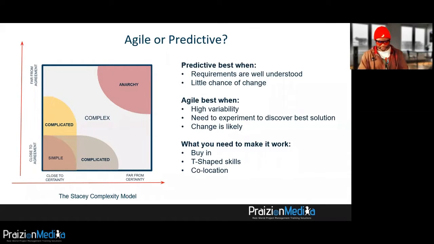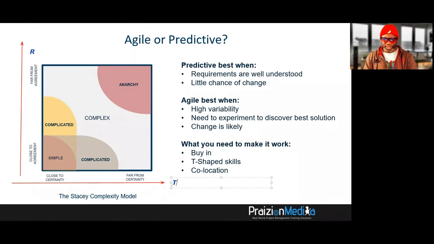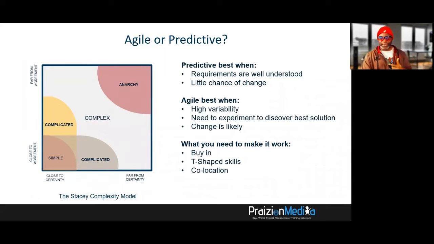So on page 14 in this book, if you take a look, we have requirements uncertainty, and then we have technical degree of uncertainty. And I'm just going to use the R so that you really anchor back this concept of what we call the Stacey complexity model, requirements and technical. And when you are far from certainty, you find yourself in the zone of anarchy, moving from complexity into anarchy. That's a perfect place to use Agile. Agile works best when there's high variability, need to experiment to discover, and change is likely.